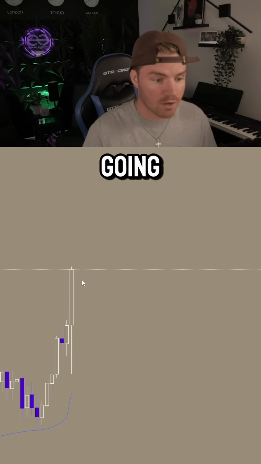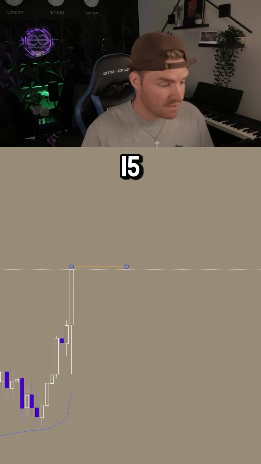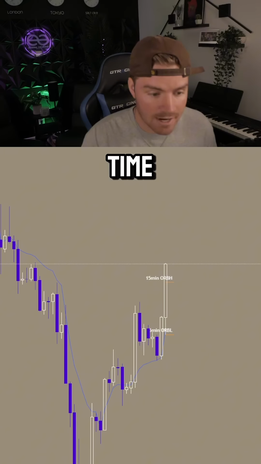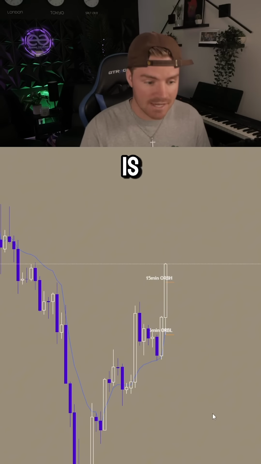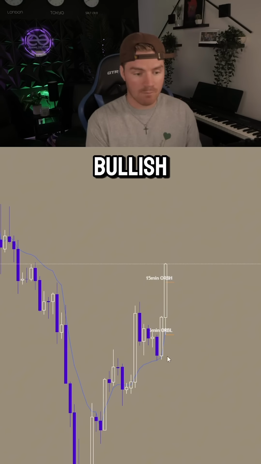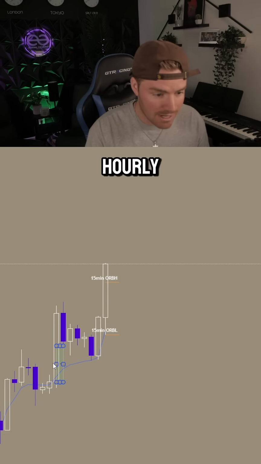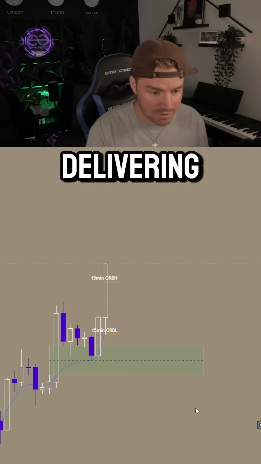Step number one, we're going to chart out the high and the low of the first 15-minute candle of our New York AM session. And then we're going to go look at our higher time frames to see what our bias on the day is. In this example, I see that we're already very bullish because we've inversed a bunch of hourly bearish fair value gaps. And then we created an hourly bullish fair value gap that price is now delivering from.